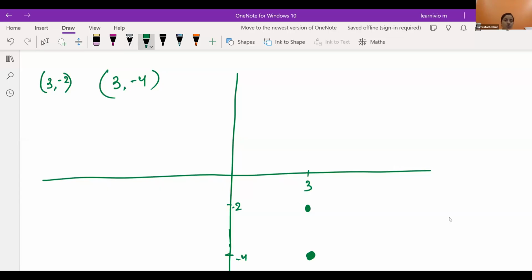If I join these two, can you see we are getting a vertical line parallel to the y-axis? Yes, ma'am. Okay, it's a vertical line parallel to the y-axis. Now, if you want to find the inclination, what is the inclination of this black line with the positive direction of the x-axis? You can draw the x-axis over here, and the angle you will find is 90 degrees, right?